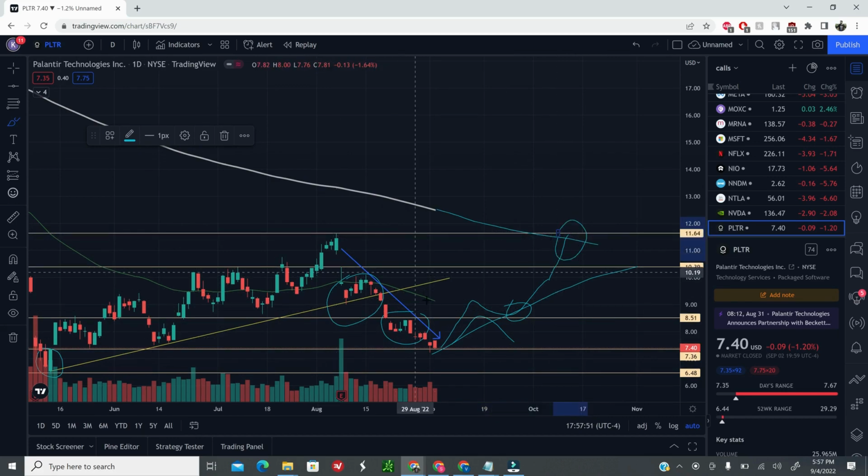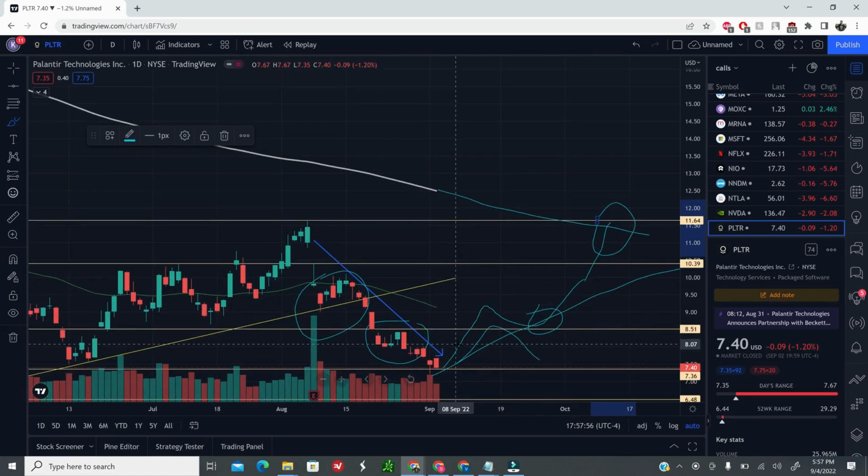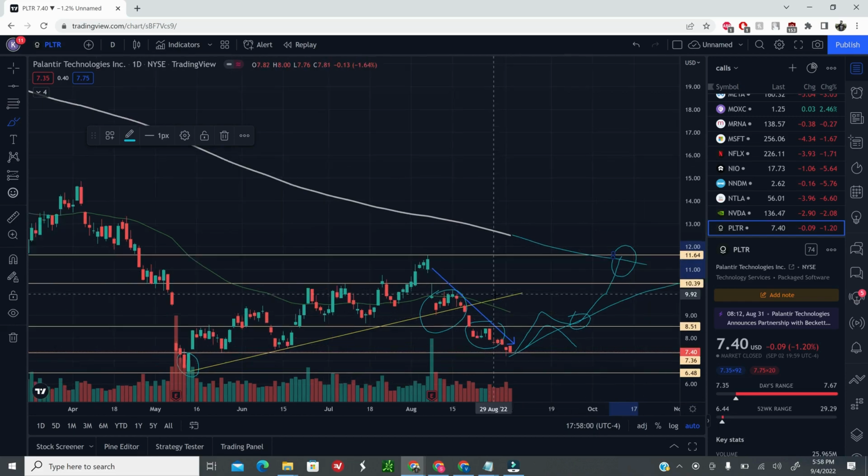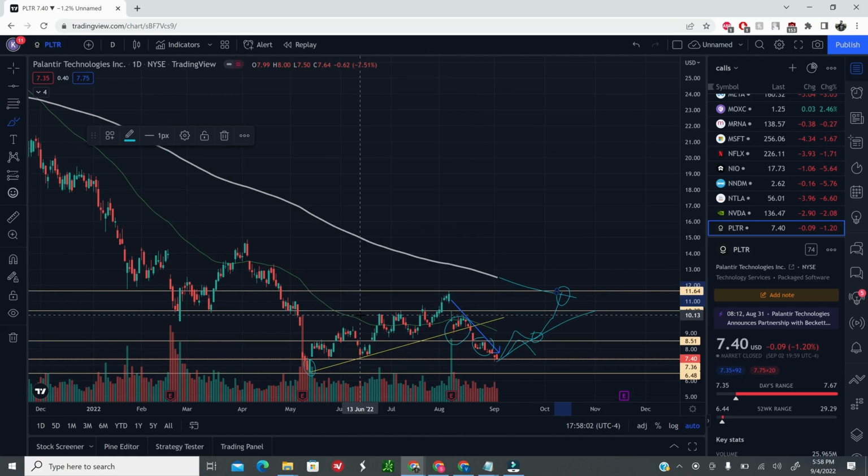Even if it moves, we again will find that resistance. And we are also below the 50 EMA. This green trend line here is the 50 EMA. We are still below that. First, we have to claim that before moving forward. But I do not see any positive bull case scenarios here, at least with the price action.